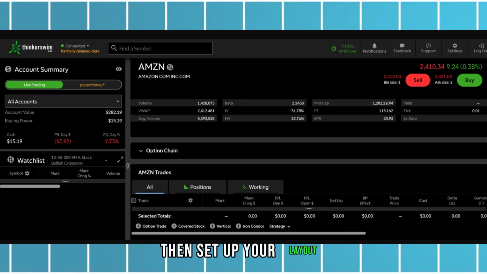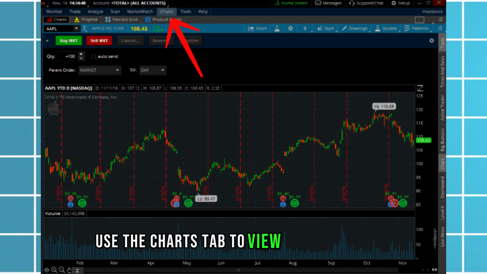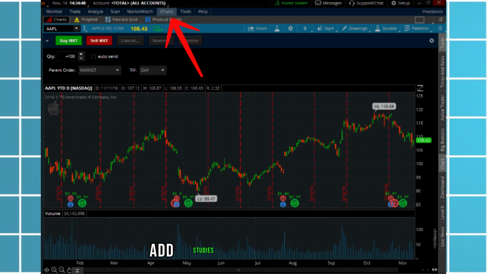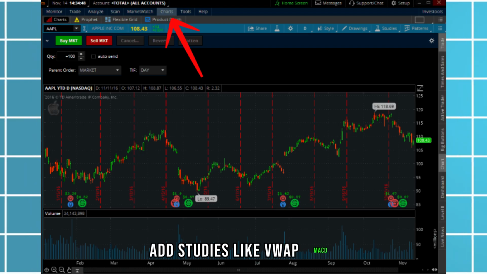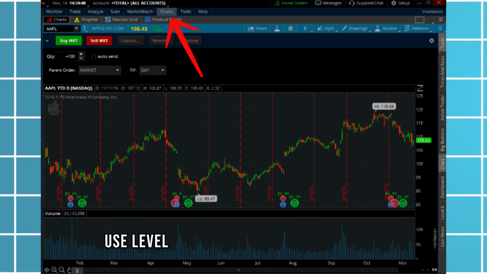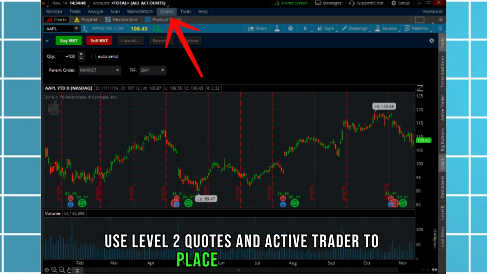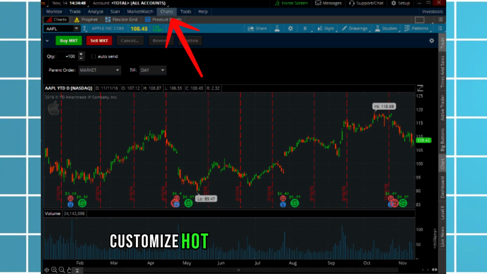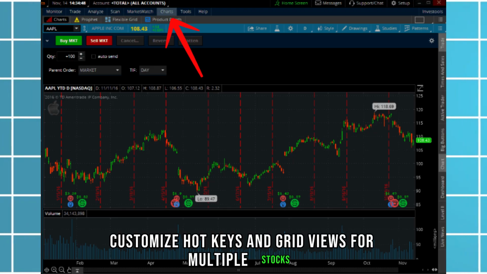Then, set up your layout. Use the Charts tab to view real-time price action. Add studies like VWAP, MACD, RSI, or moving averages. Use Level 2 quotes and Active Trader to place quick orders. Customize hotkeys and grid views for multiple stocks.